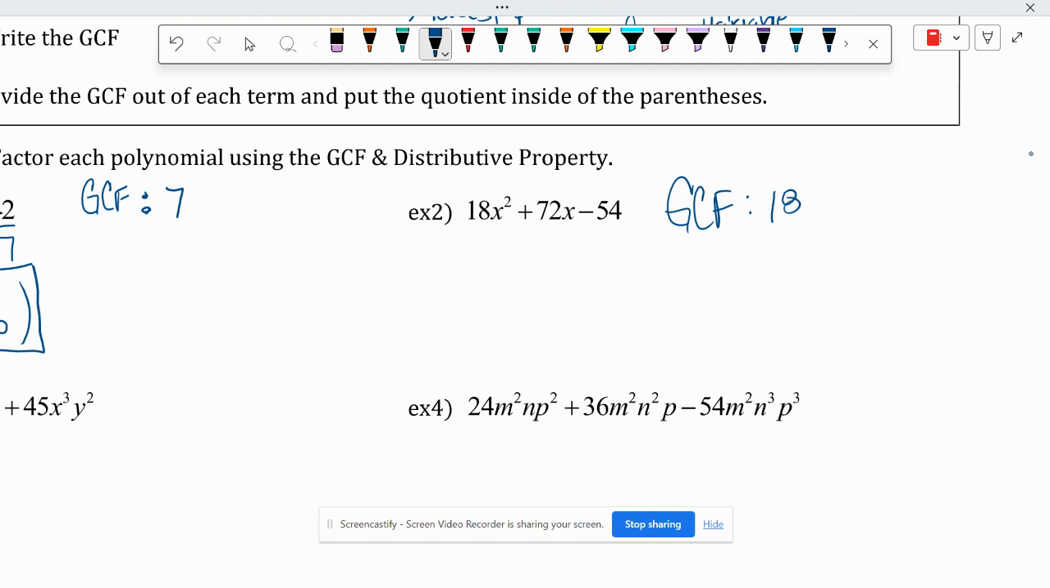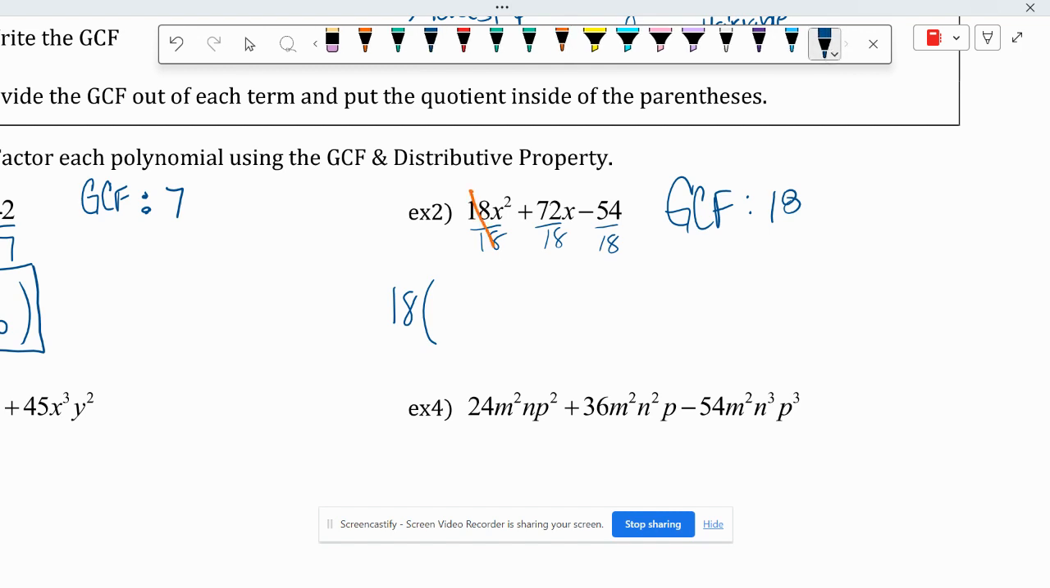is 18. And that means that I'm dividing each one of these by 18. So I'm going to take 18 and put it on the outside. So if I take that first term, 18x squared, and divide it by 18, what do I have left? Yeah, I just have the x squared left.